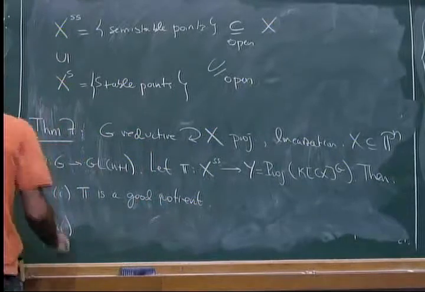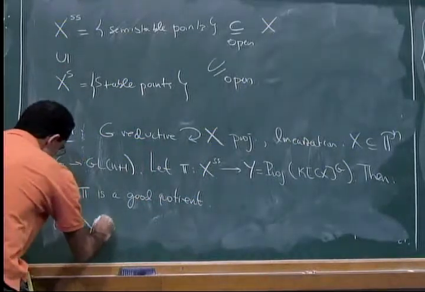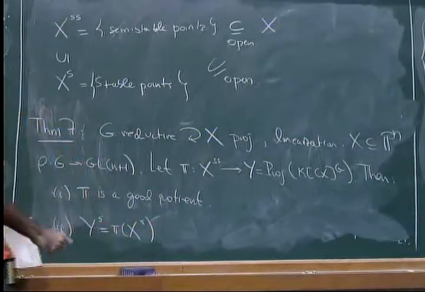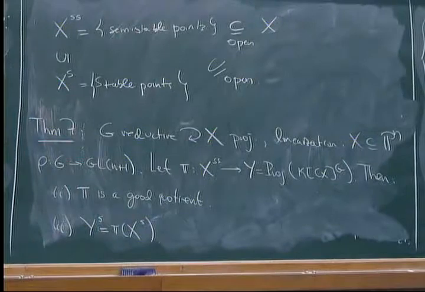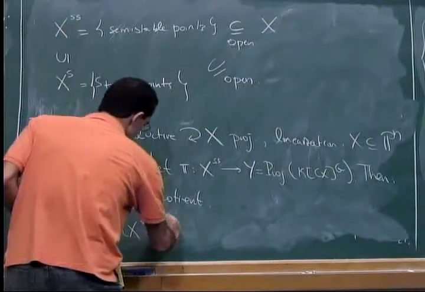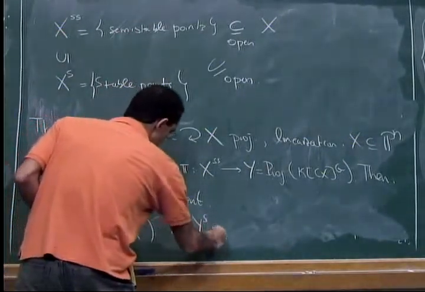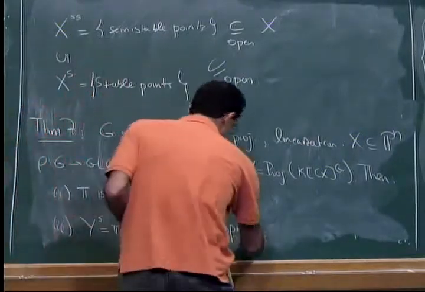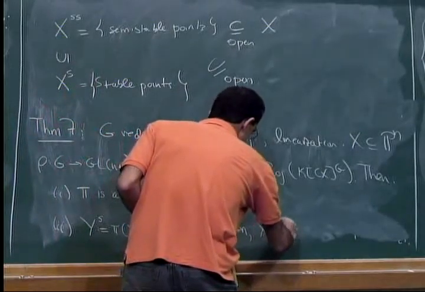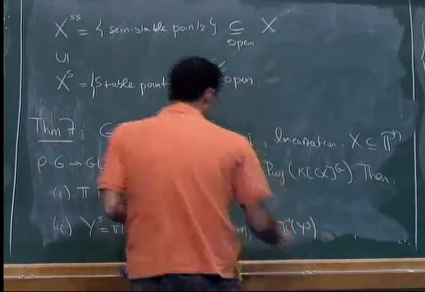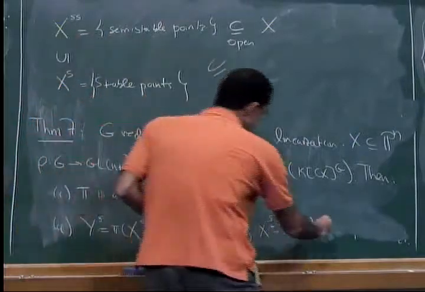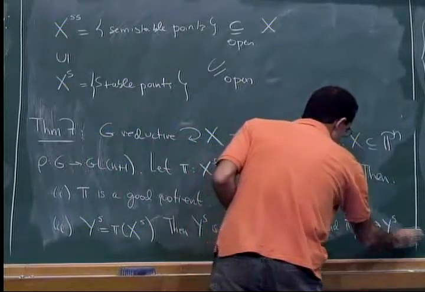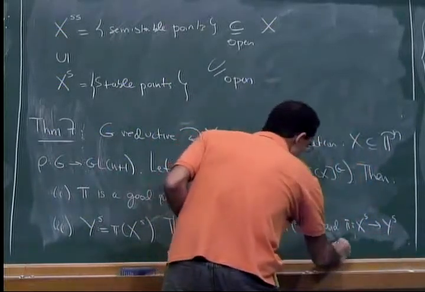And second, if I call YS the image of the stable locus, then YS is open. The stable locus is the inverse image of YS. Okay? And the induced map from XS to YS is a geometric quotient.